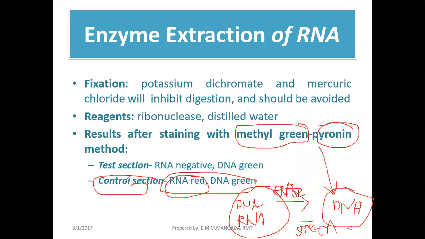Okay? So your control section should give you a result of RNA in red color and DNA in green. If RNA is negative and DNA is green, it means that in your test section, the reason it is RNA negative is that it really has no RNA. Okay? Because even your control section is already negative. So it gives an impression that you cannot determine the viability of the enzyme you used, because there are really no RNAs.